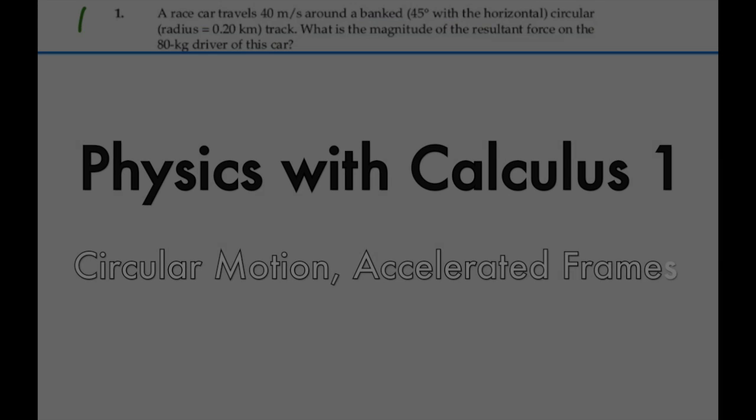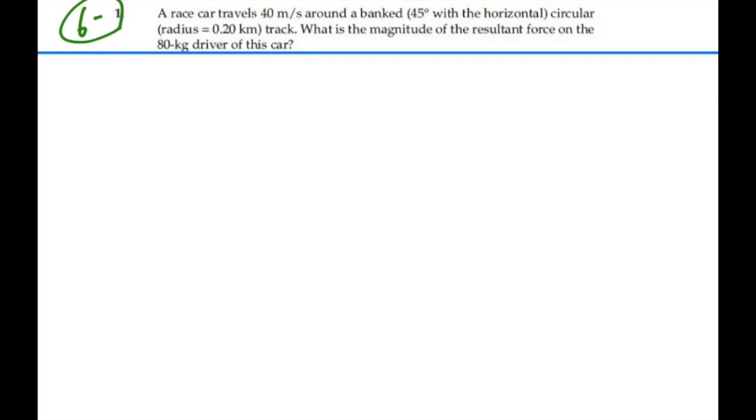Here's problem 6.1. A race car travels 40 meters per second around a banked 45-degree track with a horizontal, circular radius of 0.2 kilometers. What's the magnitude of the resultant force on the 80-kilogram driver of this car? Let's try and imagine what we got here.